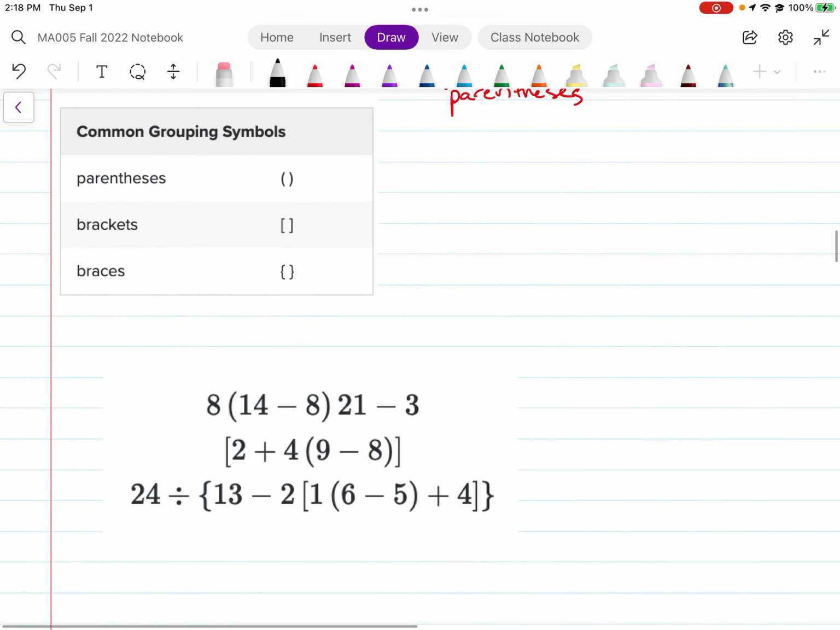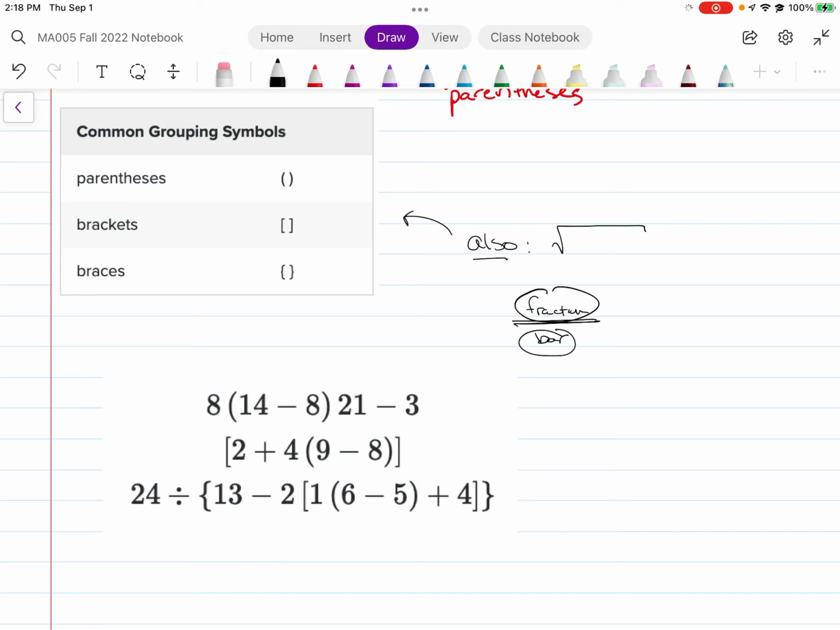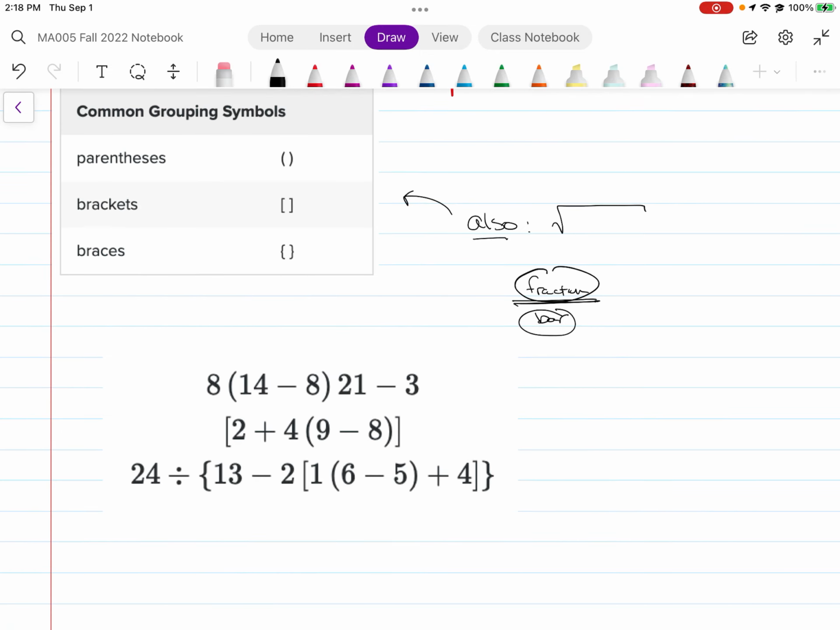Before I go on, some other grouping symbols, just so I don't forget. You'll also see a square root sign or a cube root sign or fourth root sign. That is considered a grouping symbol. And also a fraction bar is a grouping symbol. So you do the things on top and the things on the bottom separately, and then you can work on them together. But you always do what's on top first, or separately from what's on the bottom.